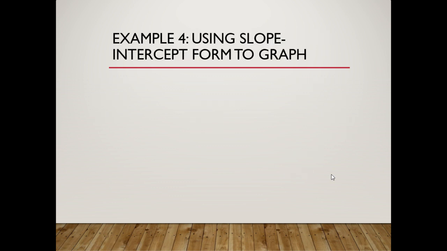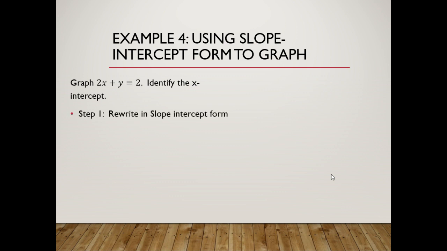Now let's use slope-intercept form to create a graph. So we've got this equation right here. Problem is it's not in slope-intercept form yet. So let's put it in that proper form. So we're going to rewrite the slope in the form y equals mx plus b. In order to do that, I need to get x to the other side. So minus 2x from each side. We get y is equal to negative 2x plus 2.